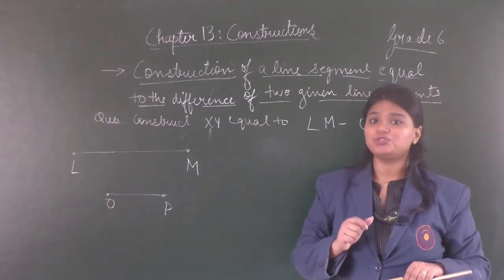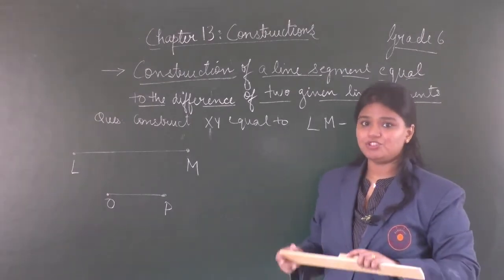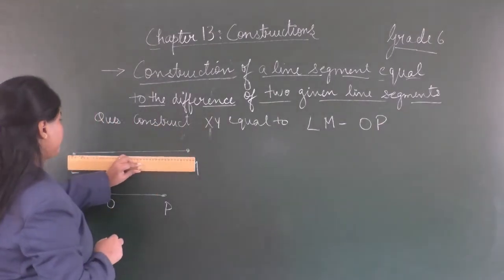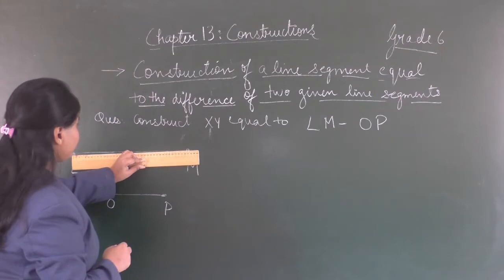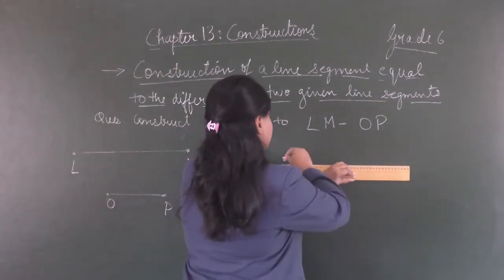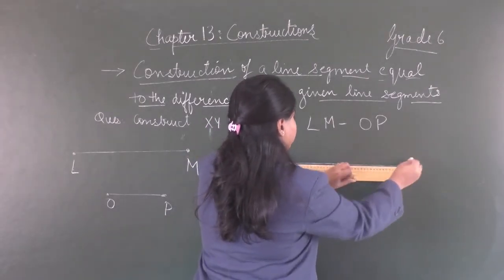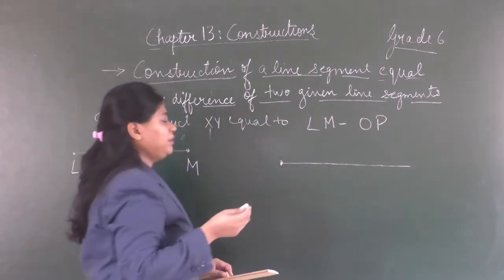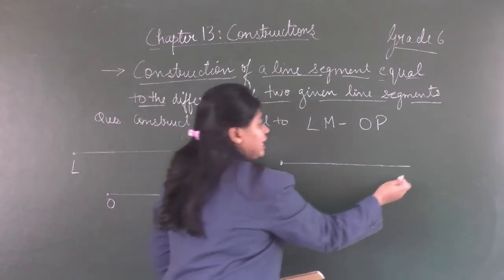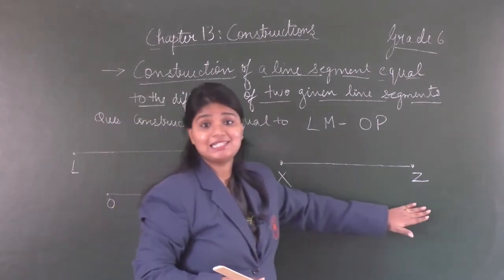First step, you will construct a line segment equal to LM. So let's measure LM. Here I will place my scale, I am measuring LM. I get the measurement of LM as 37 centimeters. So I will construct a line segment equal to LM using my ruler, and I am naming this X first, and the second end I am naming Z.